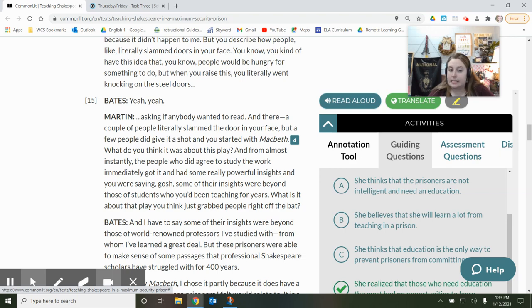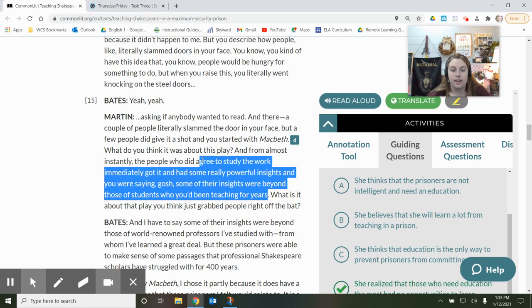And from almost instantly, the people who did agree to study the work immediately got it and had some really powerful insights. And you were saying, gosh, some of their insights were beyond those of students you'd been teaching for years. What is it about the play that you just grabbed people right off the bat?